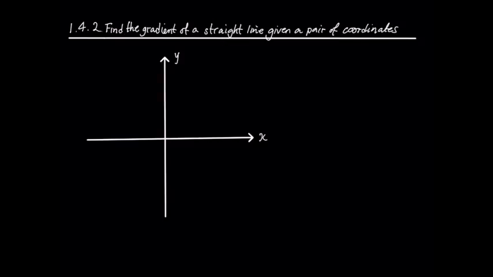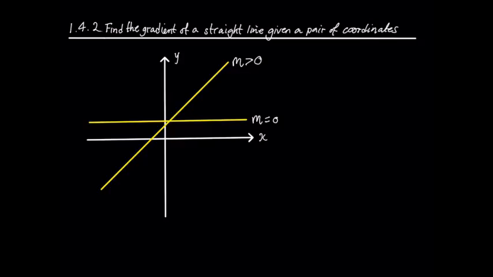If we draw a line parallel to the x-axis, the gradient, or slope of this line, m, is going to equal 0. If we draw another line, sloping upwards as we move from left to right, the gradient is going to be positive. The steeper the line, the greater the value of m. If we move down as we go from left to right, the gradient is going to be less than 0. The greater the downward slope, the more negative the value of m.